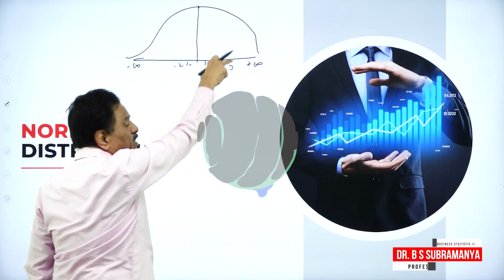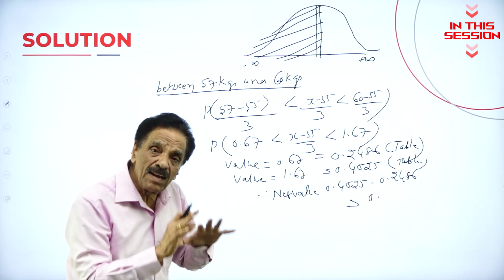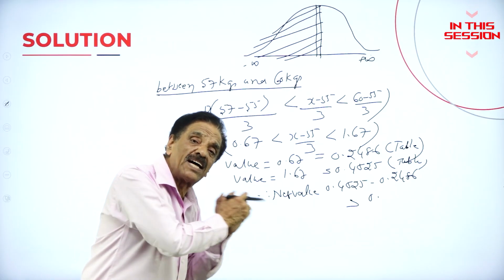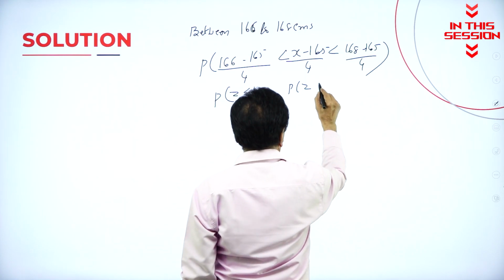It's a normal distribution curve, we say. The entire curve is equal to 1. So what does the law say? From the highest figure, you have to deduct the lowest figure. 168 minus 165, z less than 3 divided by 4.